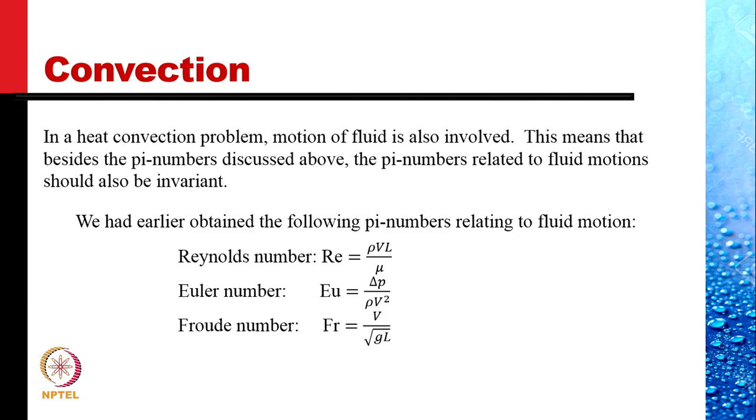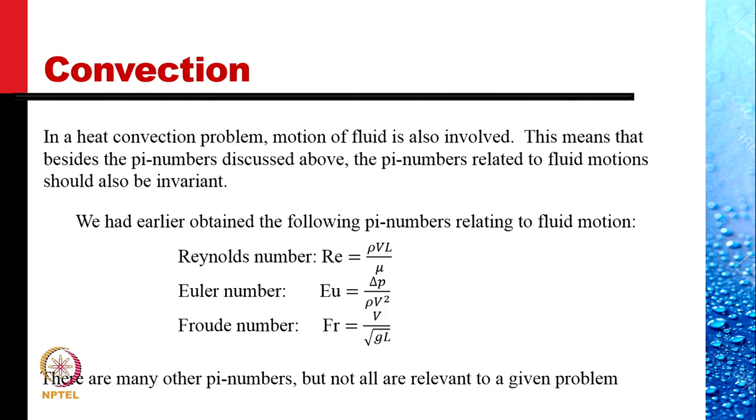But if there is cavitation involved, then Euler number comes into play. And if the free surface of a liquid is there, then the Froude number comes into play. That is all we had discussed earlier in quite some detail. There are many other pi numbers, but all are not relevant to a given problem.